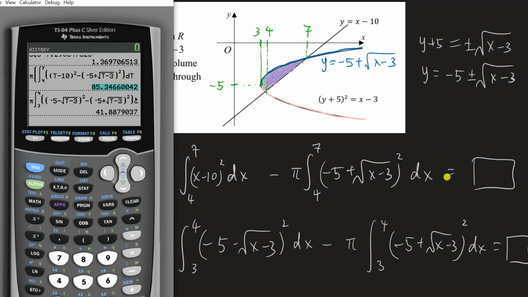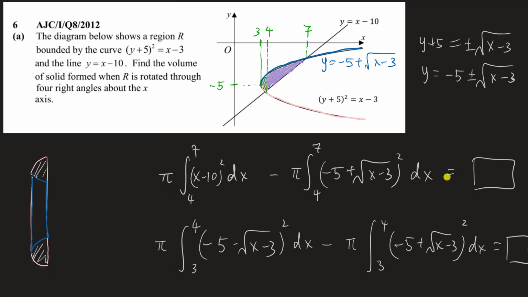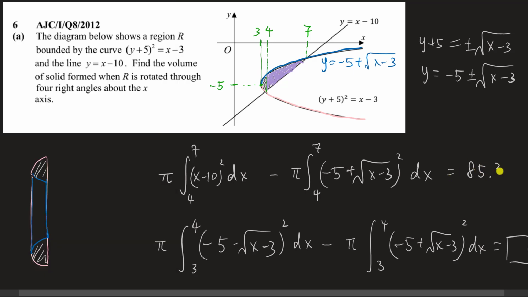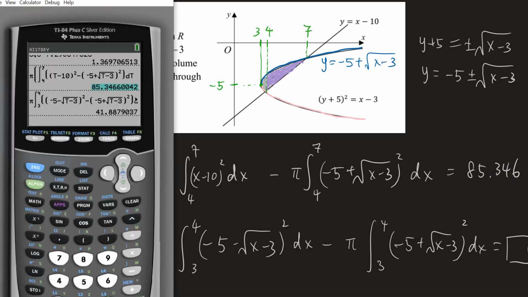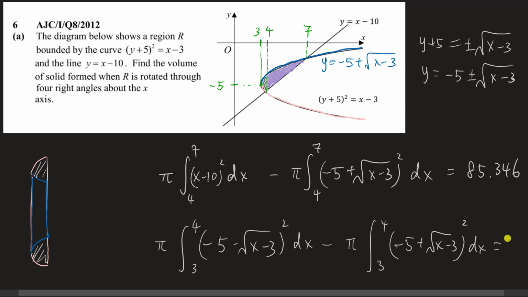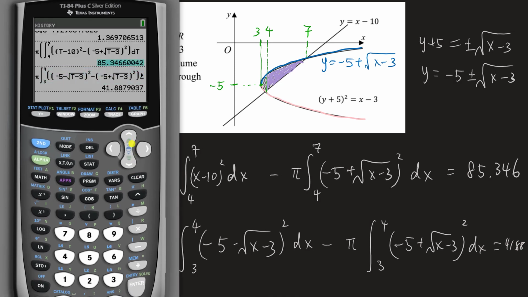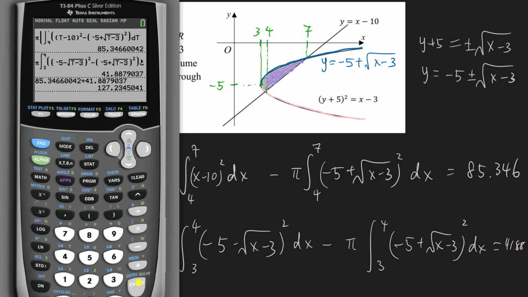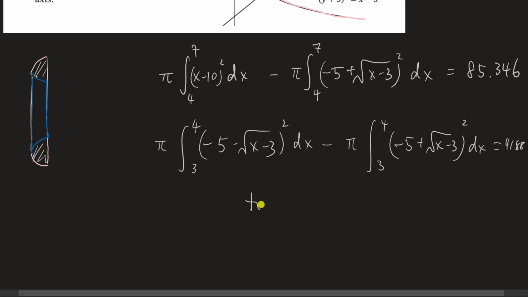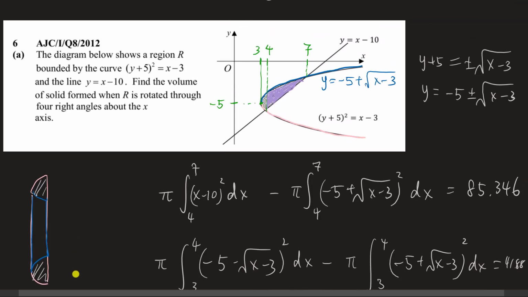This value here is 85.346. The next value you see is below, 41.888. Then all you need to do is add them both up. So this plus this to give you the total volume of 127. Total volume 127. And that's it for this extremely complicated question.